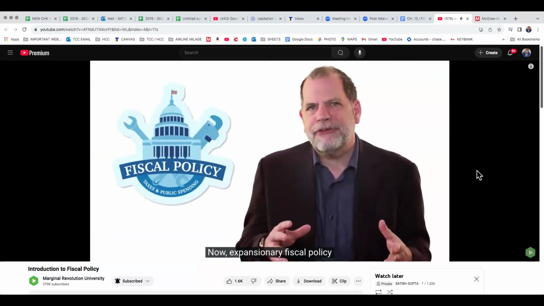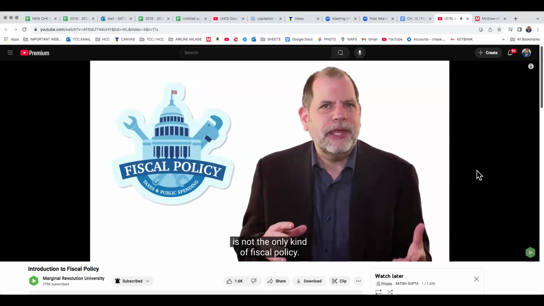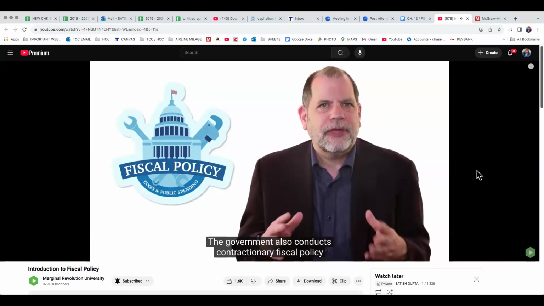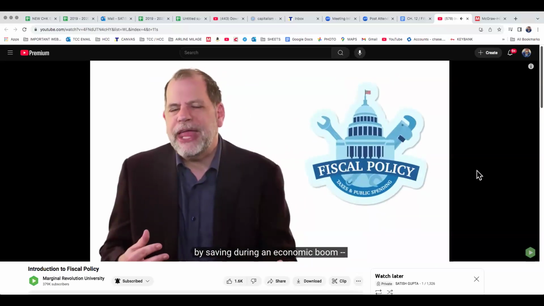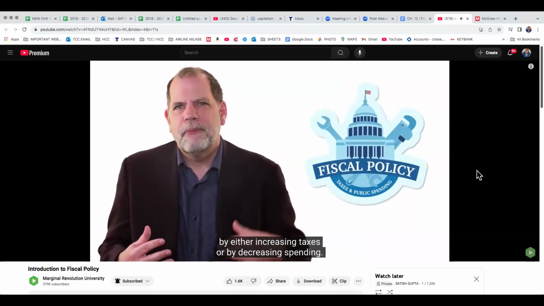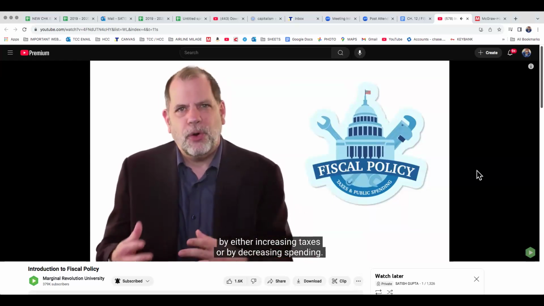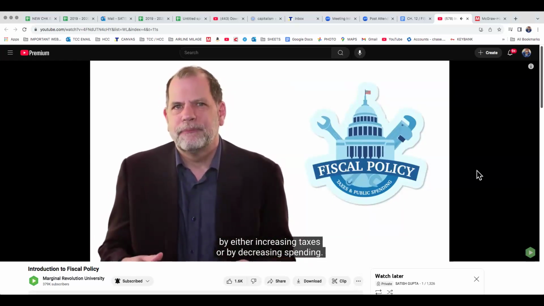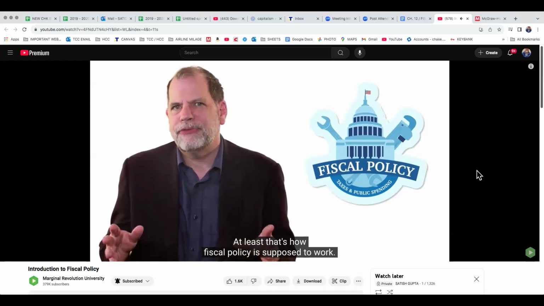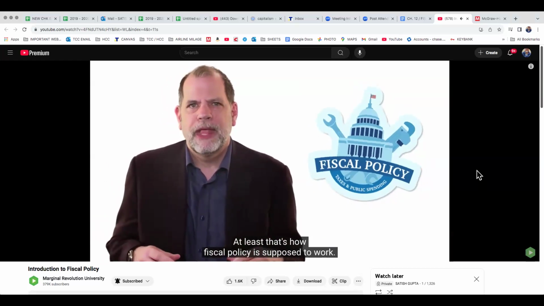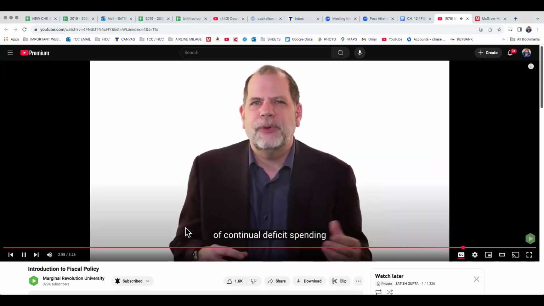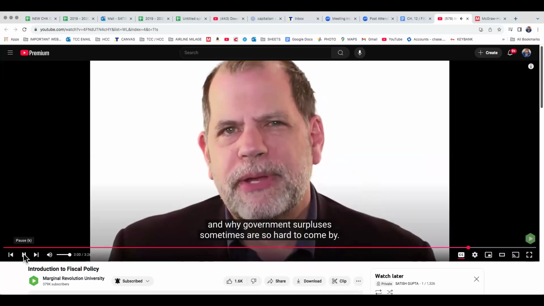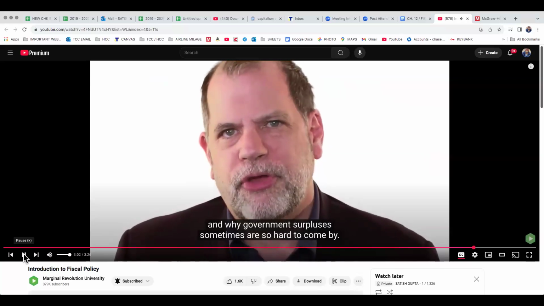Now, expansionary fiscal policy is not the only kind of fiscal policy. The government also conducts contractionary fiscal policy by saving during an economic boom, by either increasing taxes or by decreasing spending. At least that's how fiscal policy is supposed to work. Later, we'll discuss some of the political economy issues of continual deficit spending and why government surpluses sometimes are so hard to come by.